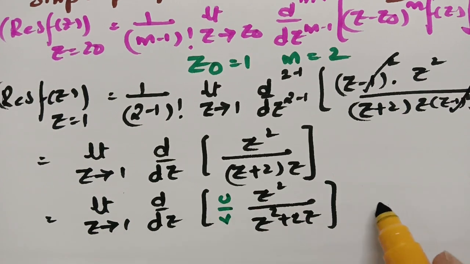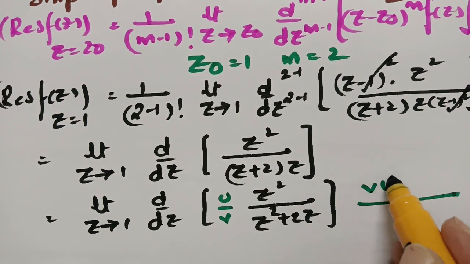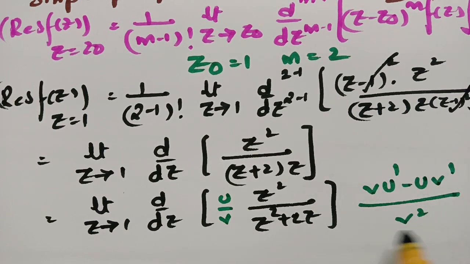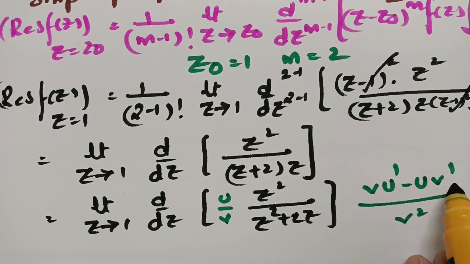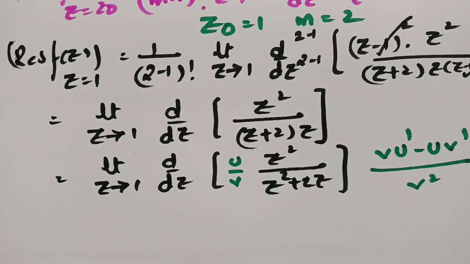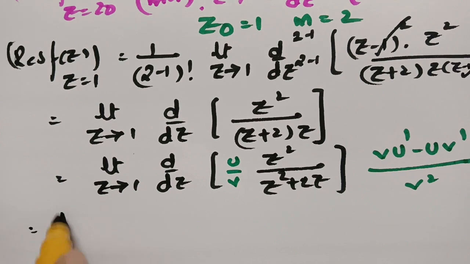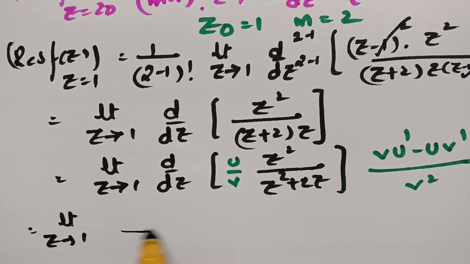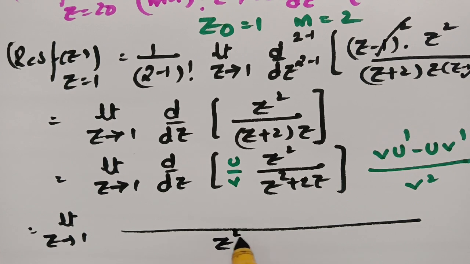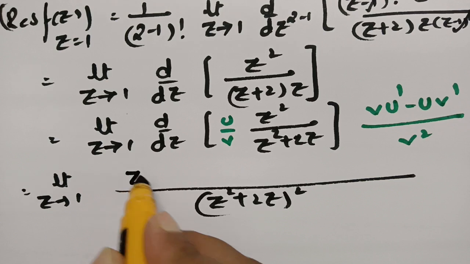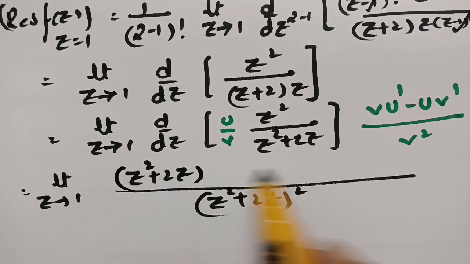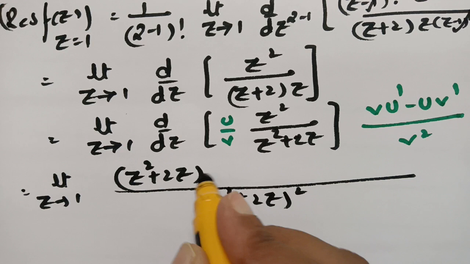For u by v, the derivative is (v u dash minus u v dash) by v square. Clearly, we have to write v square in the denominator. We keep v and take the derivative of u, and again we keep u and take the derivative of v. So that's what I'm doing here. This will be limit z tends to 1, with v square as (z square plus 2z) square, and we write v one time, that is z square plus 2z, and we have to take the derivative of u. So what is the derivative of u?